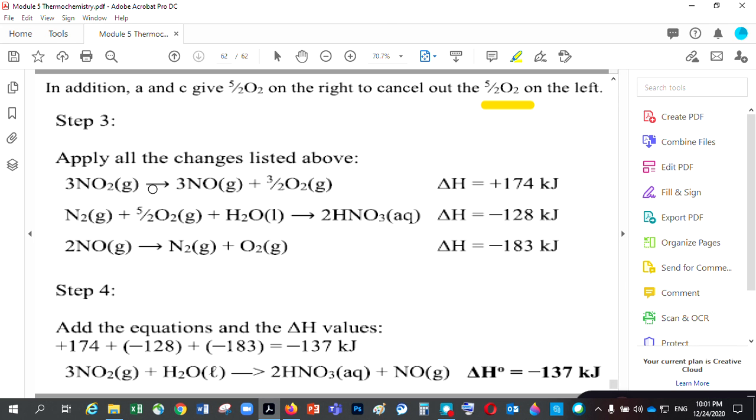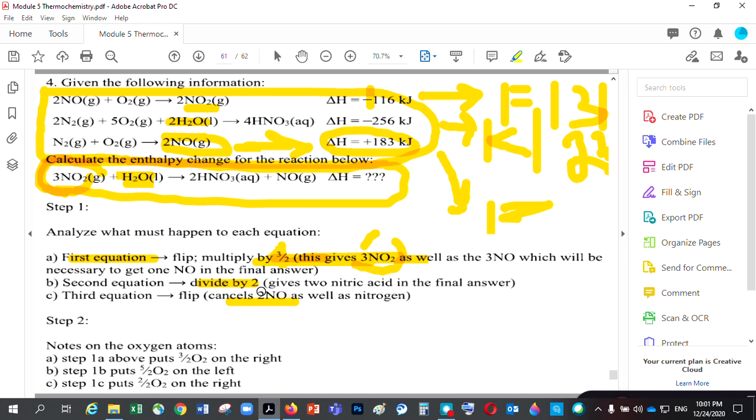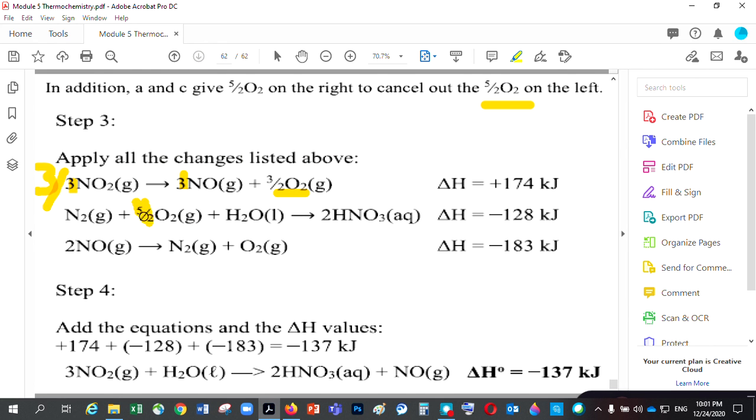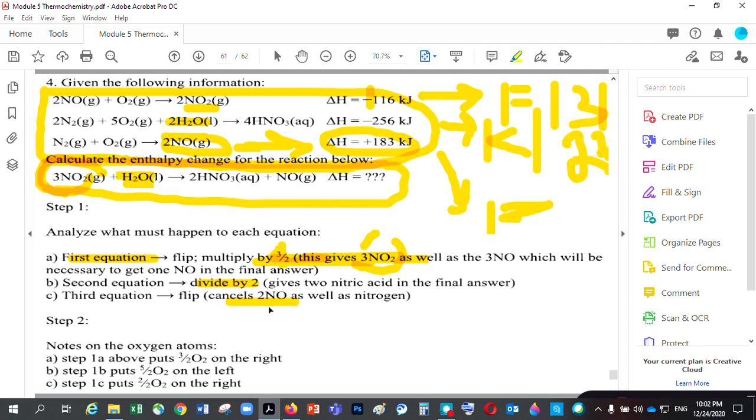Now, if you look at the whole thing, we did this one here, 3.5 here, correct? And we multiplied the whole thing by 3.5, remember? So we get 3 here, and 3 of this, and 3.5 oxygen. Then we did with this one here, let me go up. The second one, we divided by 2, correct? So we divide this one by 2, we have this one here, oxygen, and we get all this together to give you this one here, correct? And then the last one, if you recall, we flipped the third one.